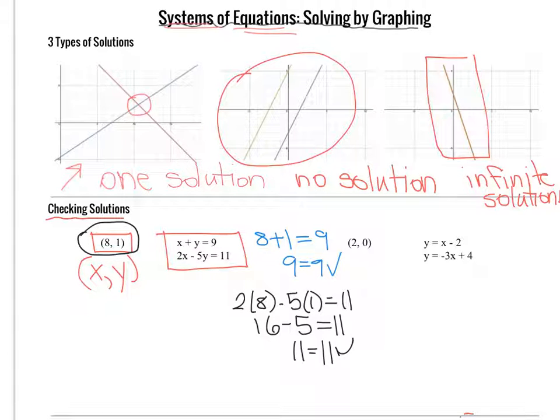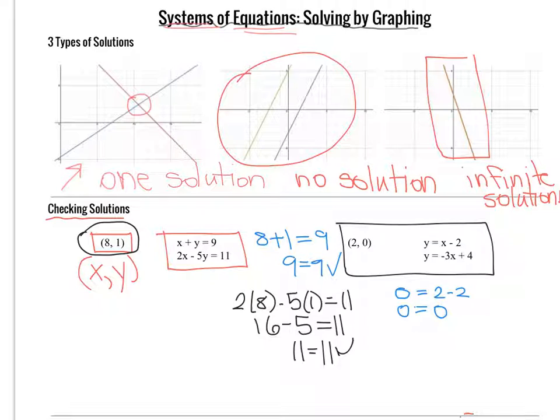But now let's try one more. So let's say now on our second example, we have the ordered pair 2, 0, and we believe it is a solution to the system given here. So let's check it out. So the first equation is y equals x minus 2. So y is 0 and x is 2. So does 0 equal 2 minus 2? Well, yes, of course it does. So 2, 0 makes the first equation true.